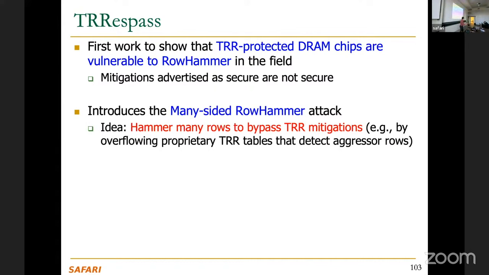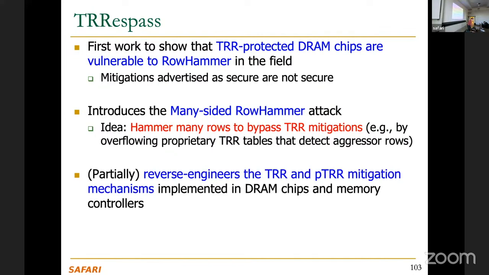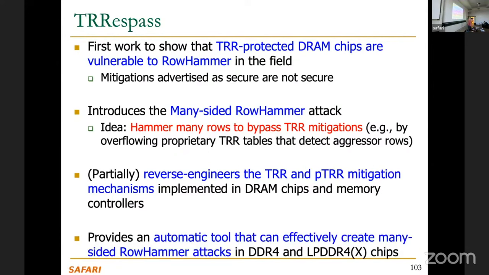The idea is to hammer many rows to bypass these mitigations that are internal to the DRAM chips. For example, there could be a mitigation that detects some aggressor rows inside the DRAM chip. If you actually attack many rows, you can basically overflow those tables that are trying to detect those rows, and you're back to square one. Basically, you can induce these bit flips. I will show you a little bit more. This paper is not going to be presented this time, but in past incarnations, we actually did this. And this also partially reverse engineered the mechanisms that are implemented in DRAM chips and memory controllers. And we actually released an automatic tool that can effectively create these attacks.